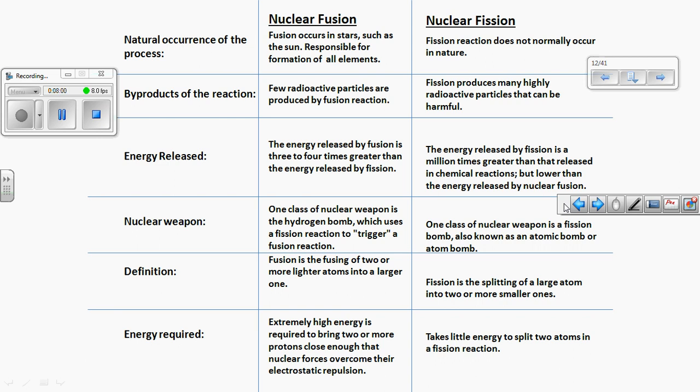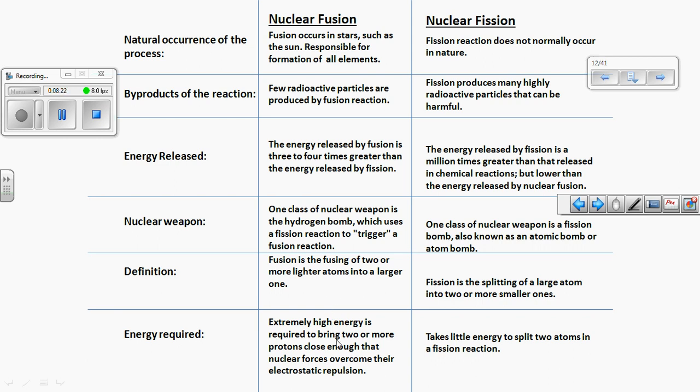Let's talk about fusion first, okay? When you see the word fusion, or you think about something being fused together, what comes to mind? Well, if you're thinking about something coming together, then that is what fusion is. It's when two or more lighter atoms will fuse into a larger one, okay?